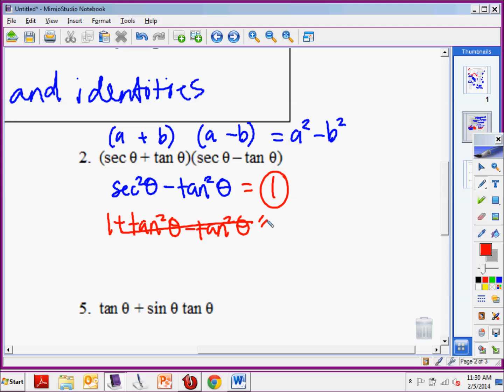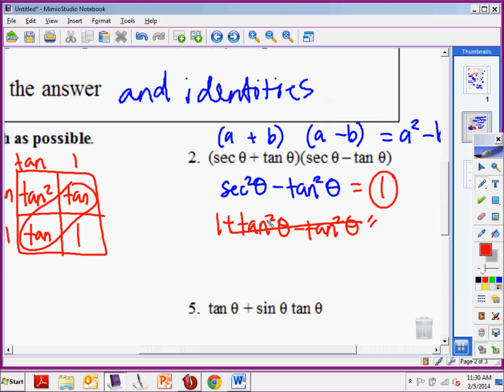Okay, we're going to simplify some more on the back, but how do we feel right now? Okay, we're going to now move on to factor.